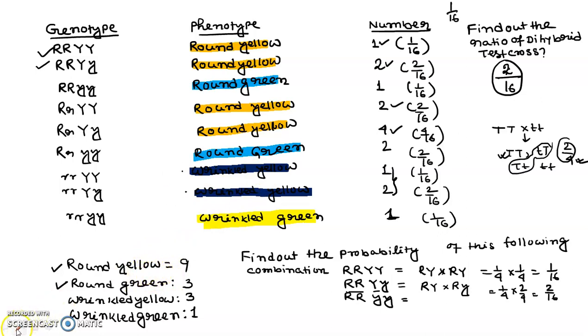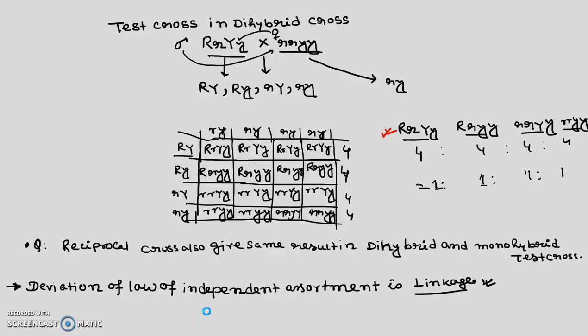So here, how many round yellow do we get? 1, 2, 3, 4, 5, 9. So round yellow is 9. Round green is this one and this 2, so it is 3. Wrinkled yellow is 3, and wrinkled green will be 1. This way we get the 9:3:3:1 ratio.